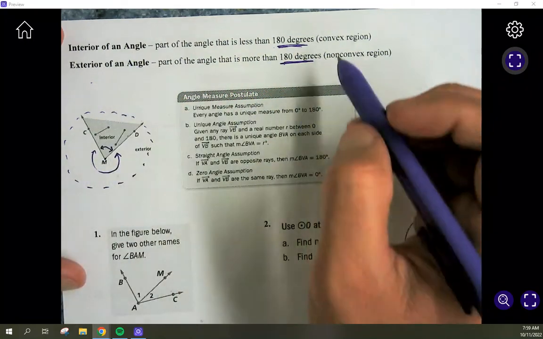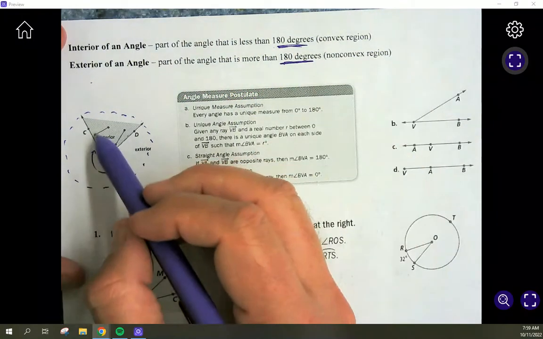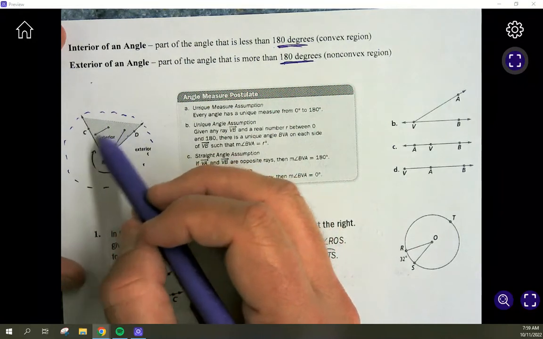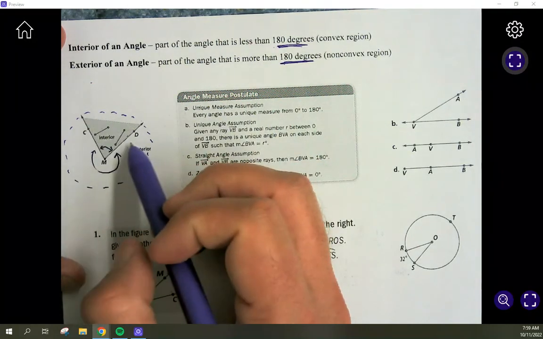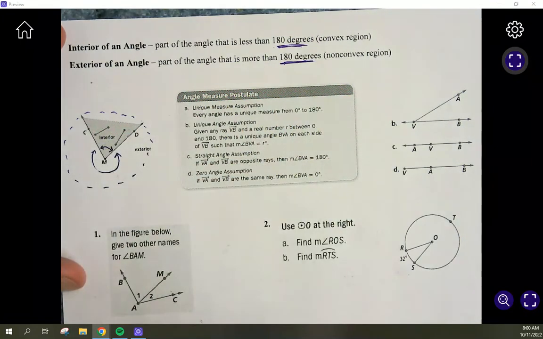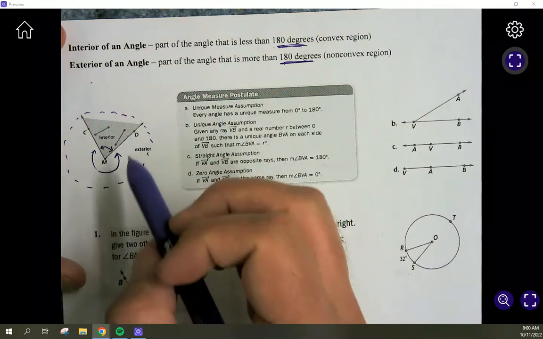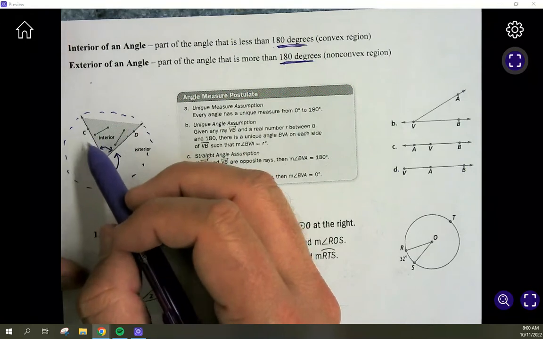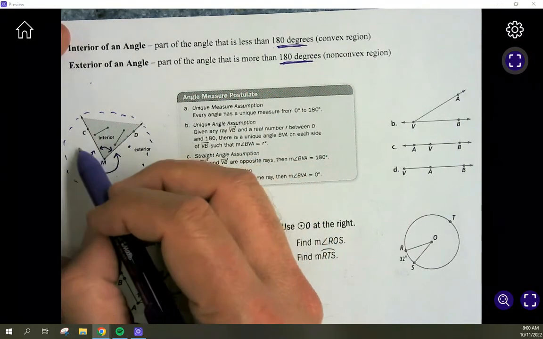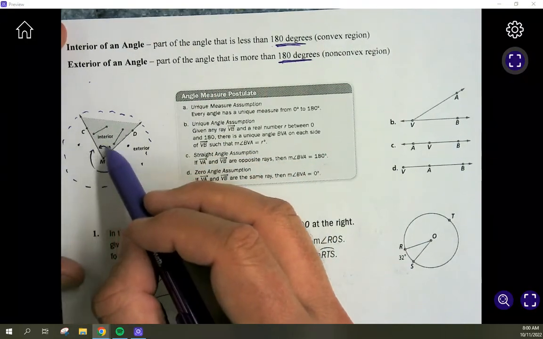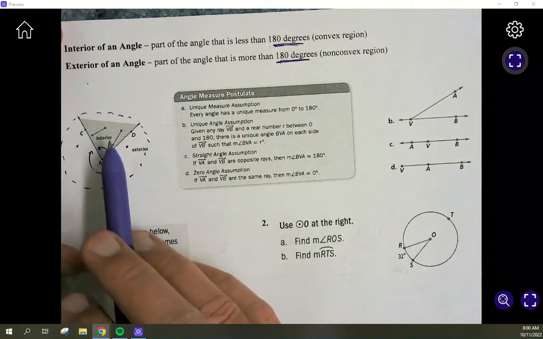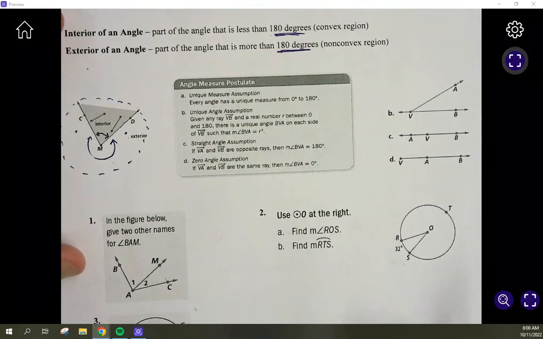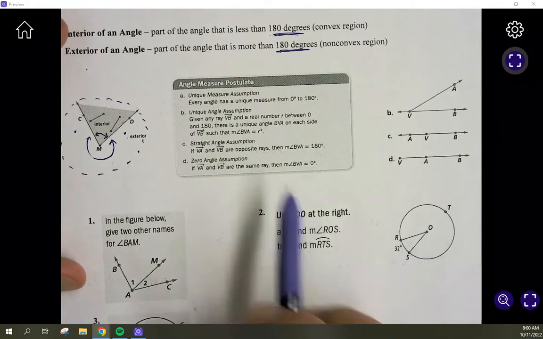Some other key points that we've talked about, convex and non-convex. The interior region of an angle is convex. I can put 2 points anywhere in here, draw a line between them. They will not leave the region. Where the exterior part is non-convex, because I could put a point here and put a point here, and it would leave the exterior part of the region if I connected it. Okay, so we will refer to the interior and the exterior regions created by an angle.